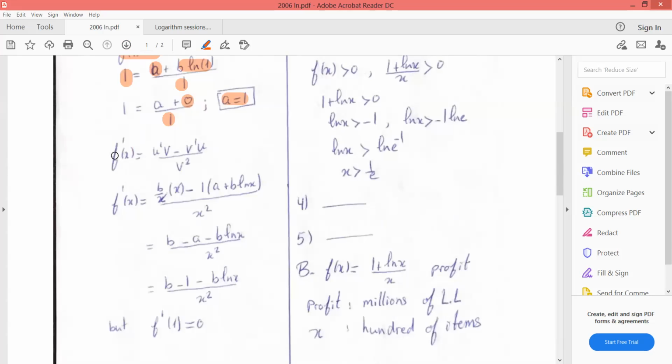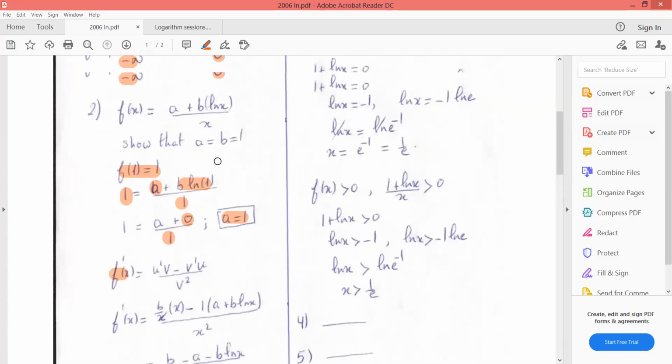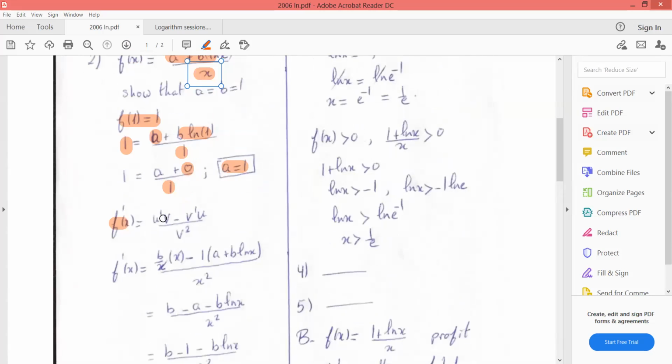f prime x. How do we find the derivative of this function? What is the form of this function? u over v. What is u prime? b over x. u prime is b over x. What is v prime? This is v. 1. So f prime x equals u prime v minus v prime u over v square.